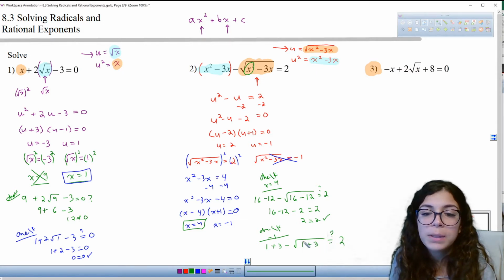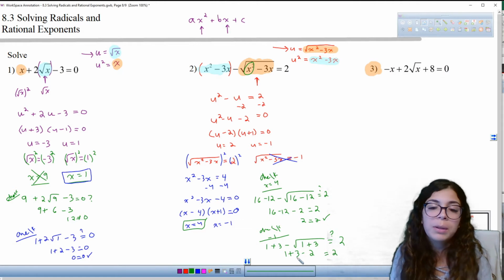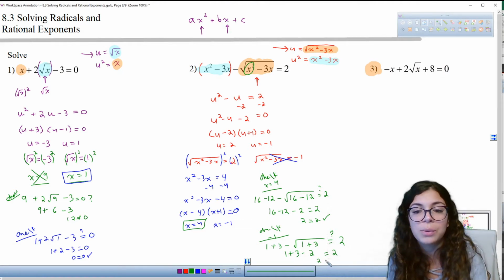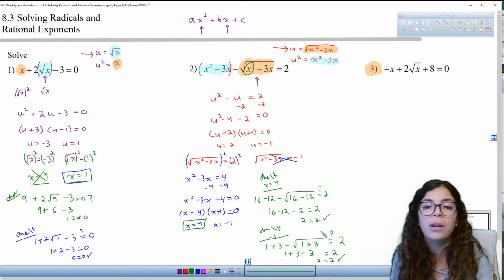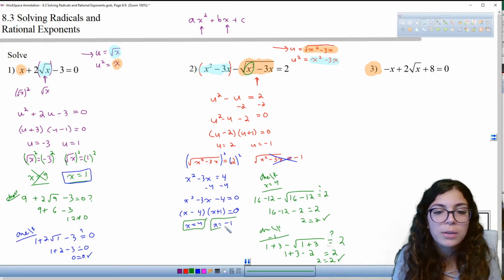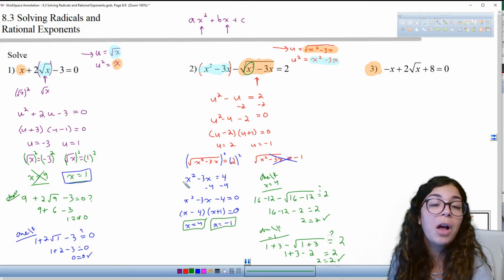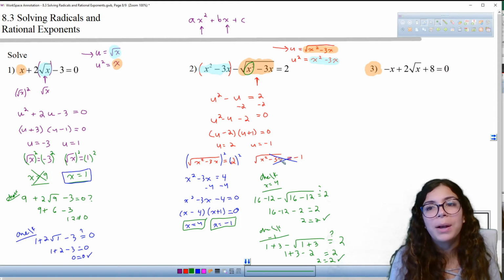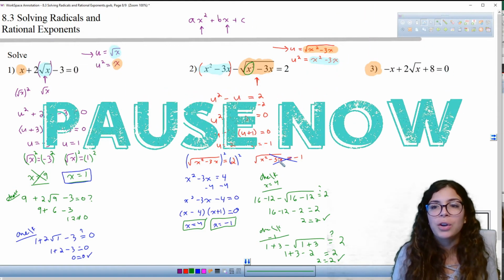Now, 1 plus 3 is 4. The square root of 4 is 2. So this is 1 plus 3 minus 2. Does that equal 2? Now 1 plus 3 is 4. 4 minus 2 is 2. 2 equals 2. So this is good and also a valid solution as well. So we had two solutions on this one. Awesome. All right, so go ahead and pause this video now and try number 3 on your own.